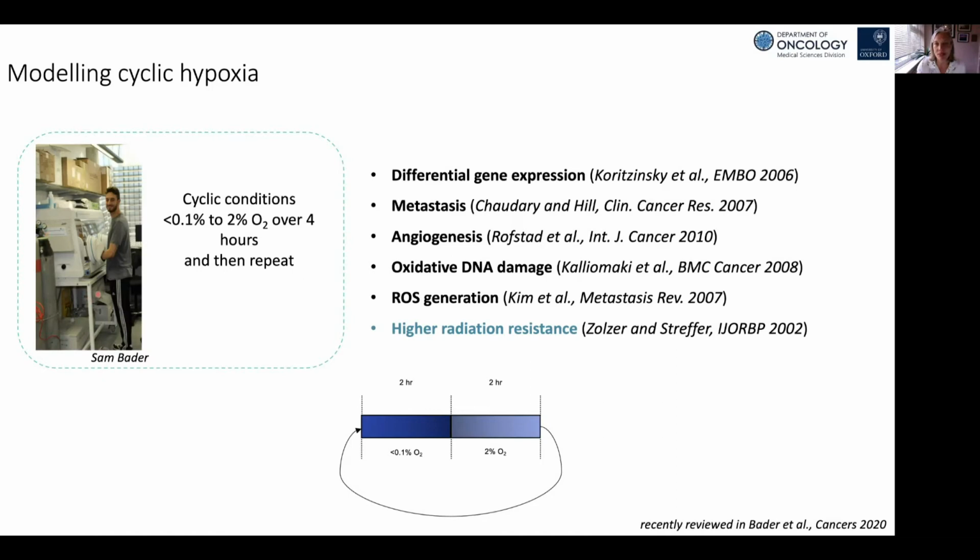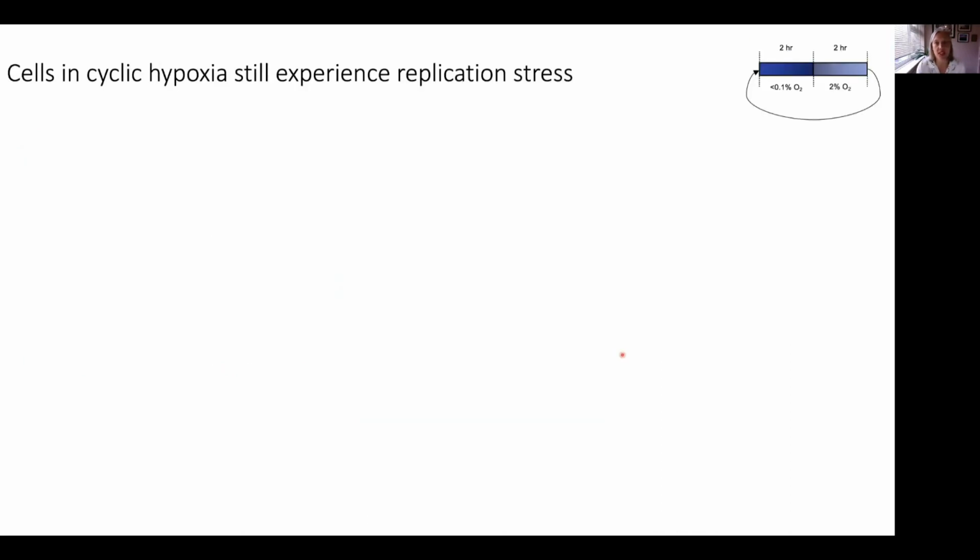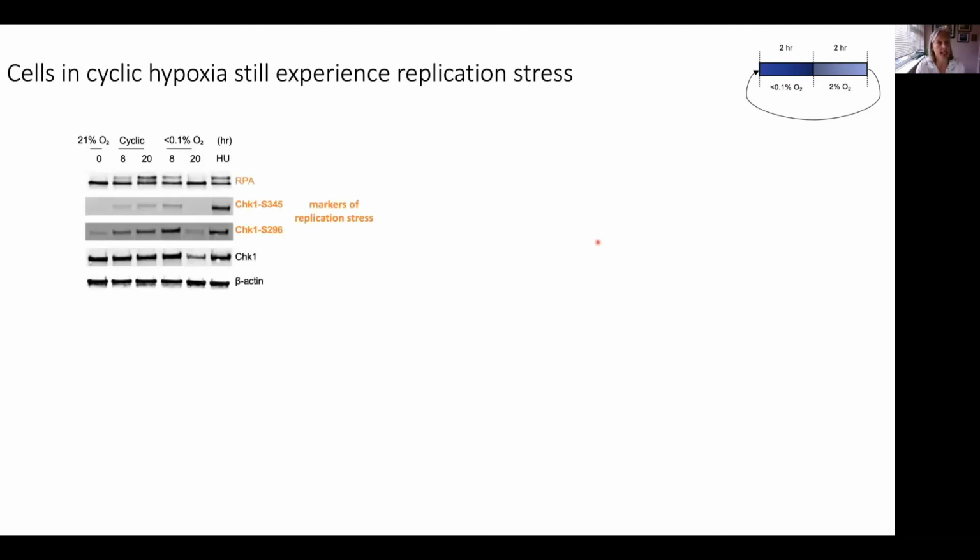We reprogrammed the hypoxia chamber so that we were looking at cycling hypoxia instead of just a static level. And these are the conditions that we chose. The cells are exposed to 2 hours at 0.1%, followed by 2 hours at 2%, and then it starts again. So we can do however many cycles we're interested in at the time. We set this up. The first thing we had to find out was to be sure that the cells were still experiencing replication stress. We did that in a number of ways, which I'll just run through. Here is a Western blot showing that CHEK1 is still phosphorylated in cyclic conditions, just like we saw it in chronic.